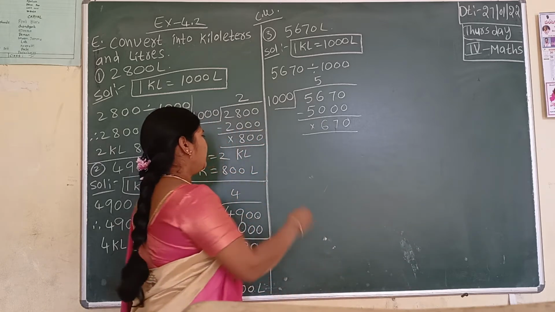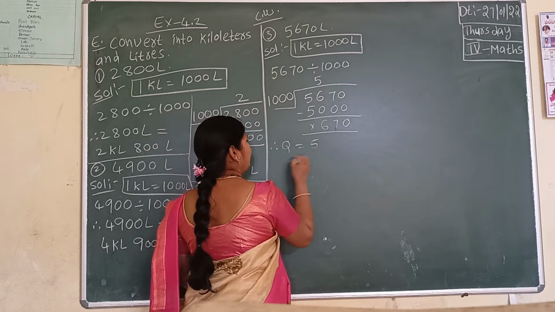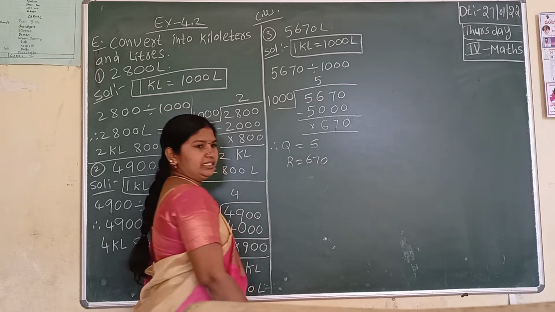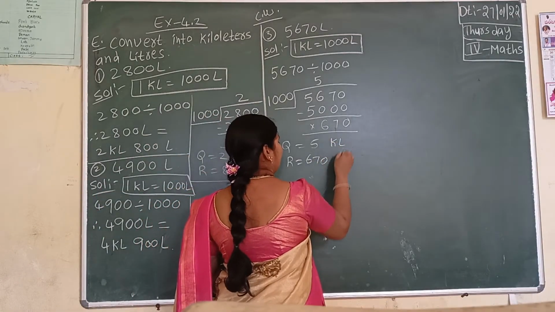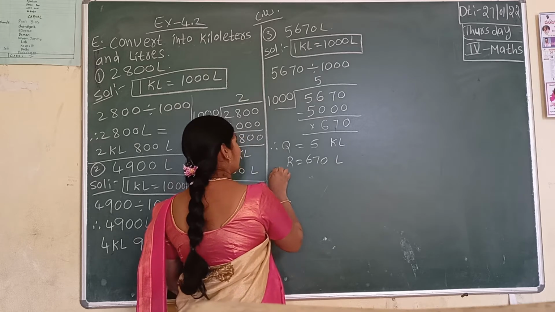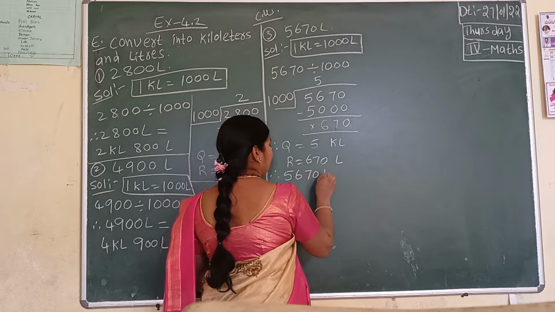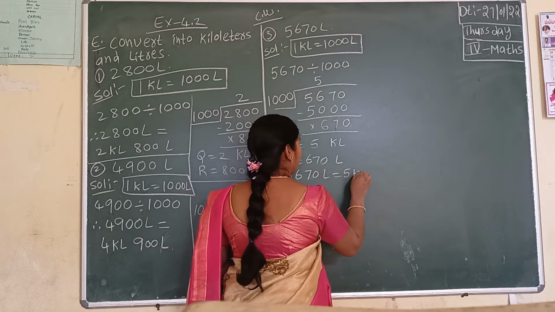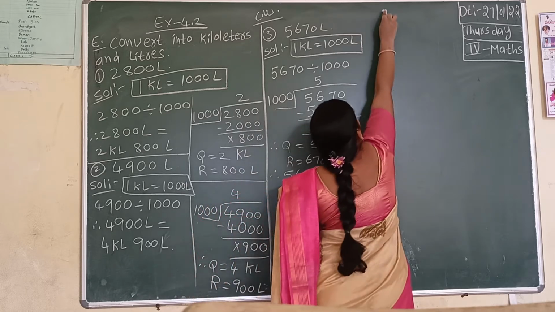Okay. Now what is our quotient here? Quotient is 5 and the remainder is 670. Just now I told you the quotient becomes the kiloliters and the remainder becomes the liters. Therefore, 5670 liters is equal to 5 kiloliters and 670 liters. It is our answer.